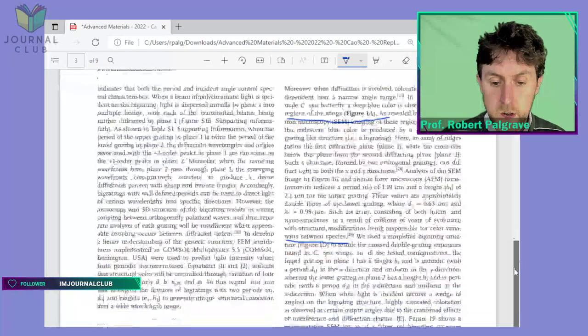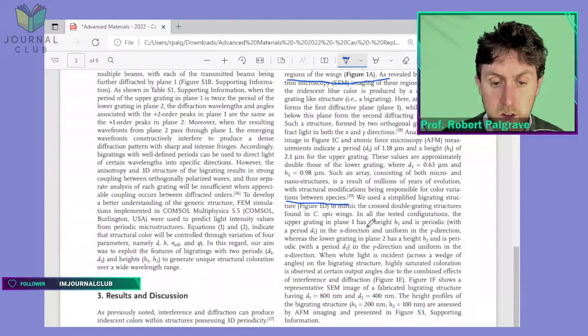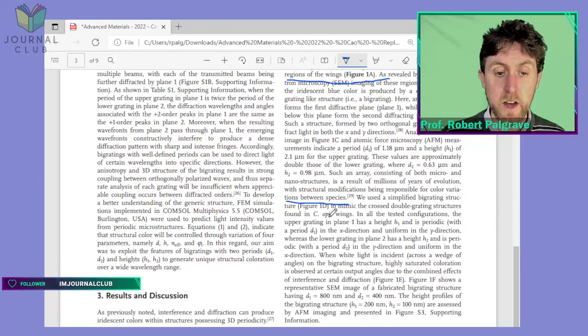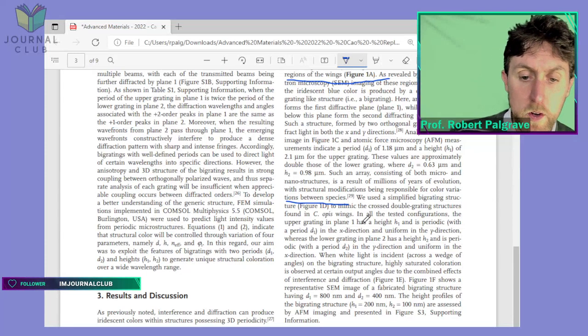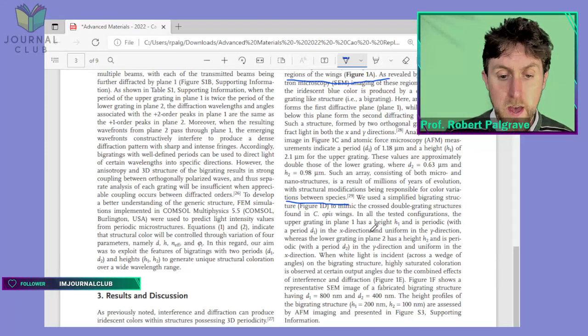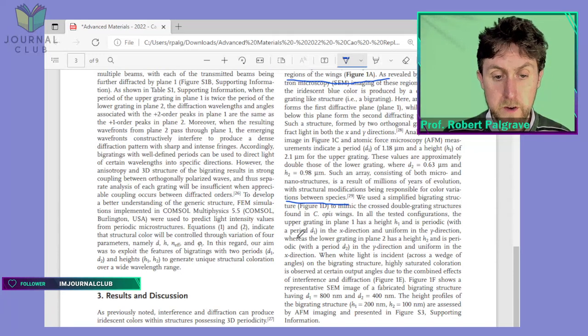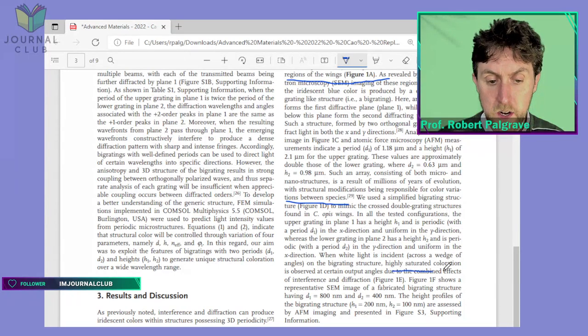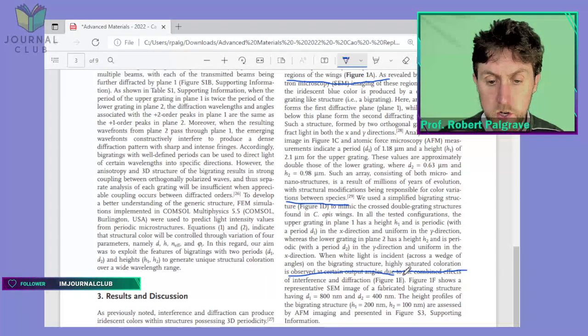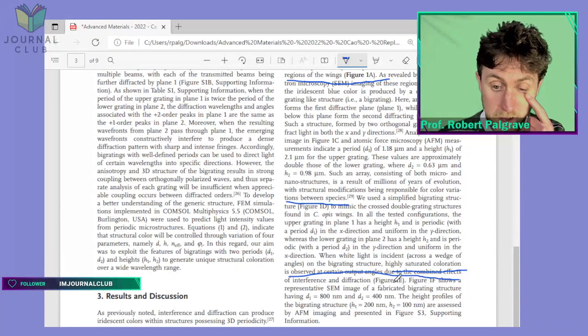We used simplified bigrating structures, figure 1D, to mimic the cross double grating structures found in C. opis wings. In all the tested configurations, the upper grating in plane 1 has a height of H1 and is periodic with a period of D1 in the X direction and uniform in the Y direction, whereas the lower grating has a height of H2, is periodic with a period of D2 in the Y direction and uniform in the X direction. When white light is incident across a wedge of angles on a bigrating structure, highly saturated coloration is observed at certain output angles due to the combined effects of interference and diffraction, figure 1E.